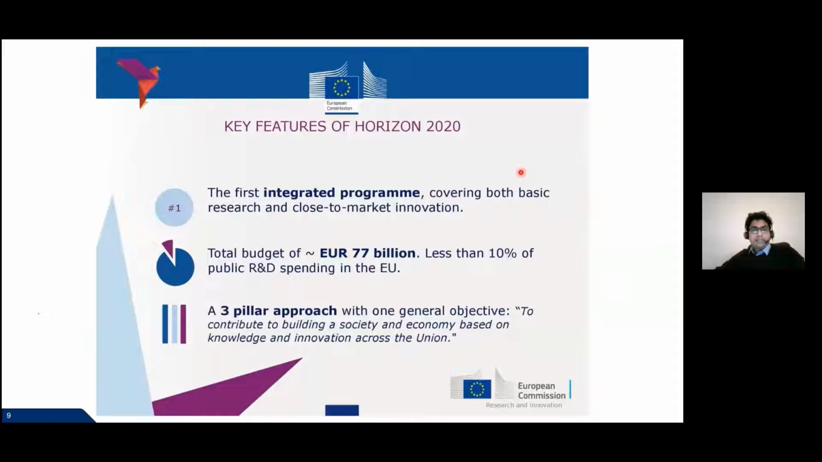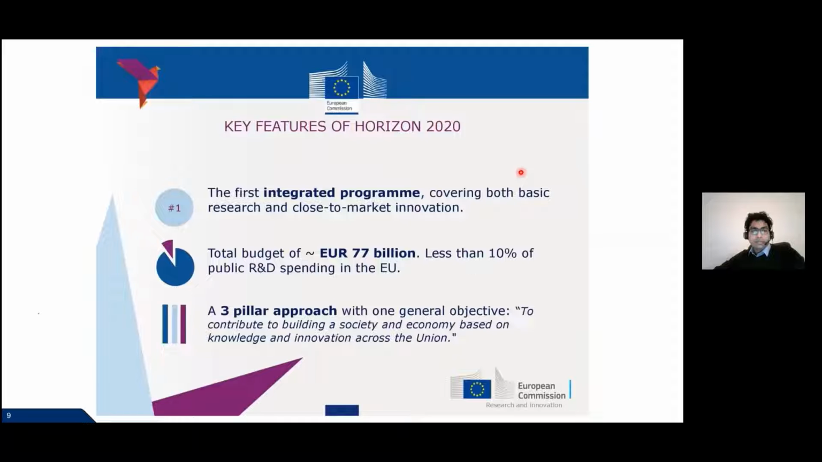So Horizon 2020 was the European Union research objective. What they thought at the time was that, to boost this kind of research, we should have an integrated program which covers basic research and close-to-market innovation. That means the research we do in the university is sometimes really limited to the basic. But what the European Union wanted at that time was research which can be marketed, so that common people can benefit from it.